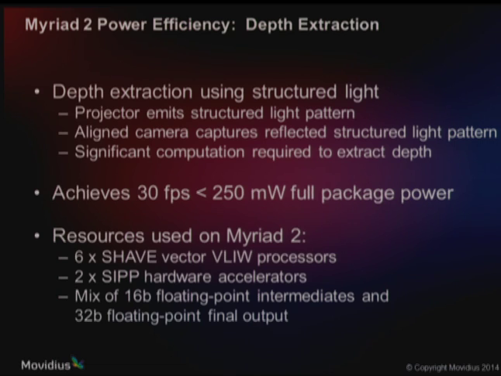So in terms of applications, we have, for instance, a benchmark here at 30 frames per second depth extraction at less than 250 milliwatts. That's using about 50% of the onboard vector processors that we have, only 2 of the hardware filters, and a mix of 16 and 32-bit floating point data types.